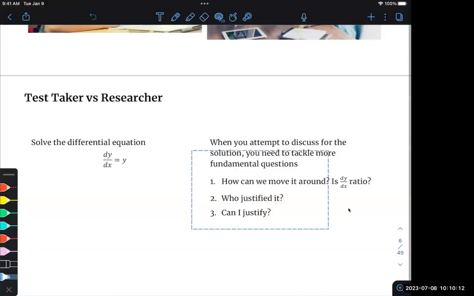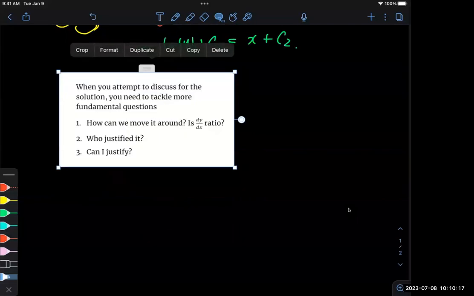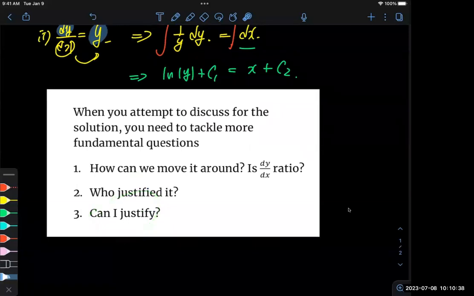If I quickly show you the different style expected for a research paper, such as the internal assessment, when you discuss the solution you need to tackle more fundamental questions. Why can we move around the dy over dx? Is that a ratio? Is that a fraction? If so, who said it? And then can I understand and justify it? Whenever there is a new technique that you decide to write about for your IA, you cannot just say that I'm going to refer to this technique discussed by Newton, etc.